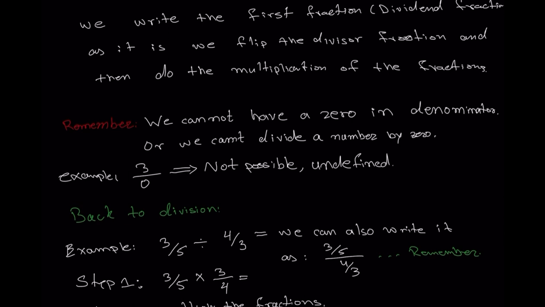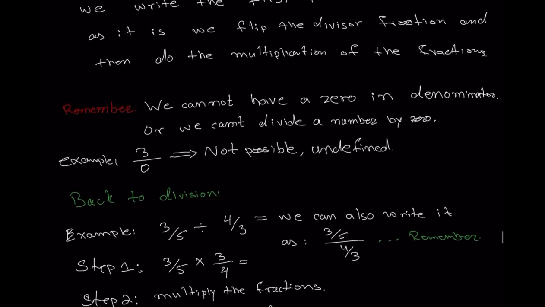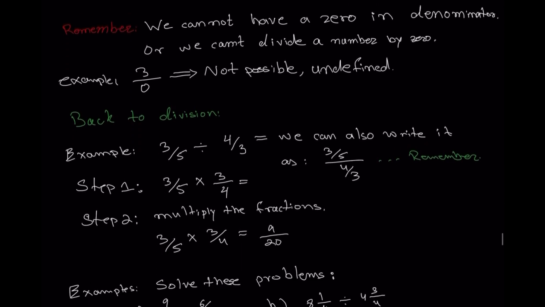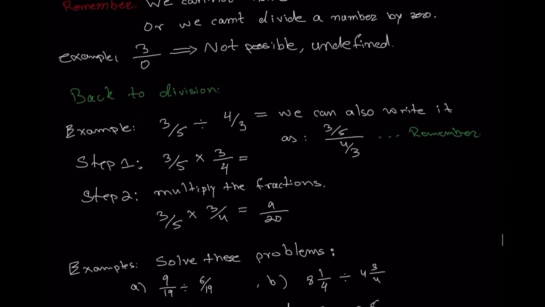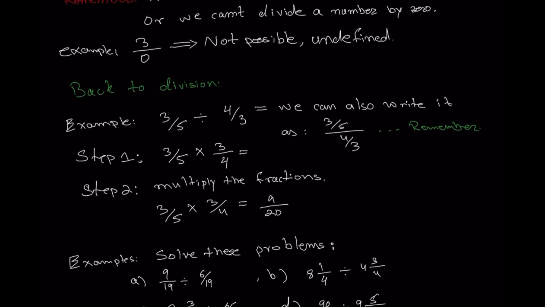So there is a note: we cannot have a 0 in the denominator, or we cannot divide any number by 0, which will give us undefined, not possible. 3 divided by 0, for example, is not defined. Let's do an example. The example is 3 over 5 divided by 4 over 3.